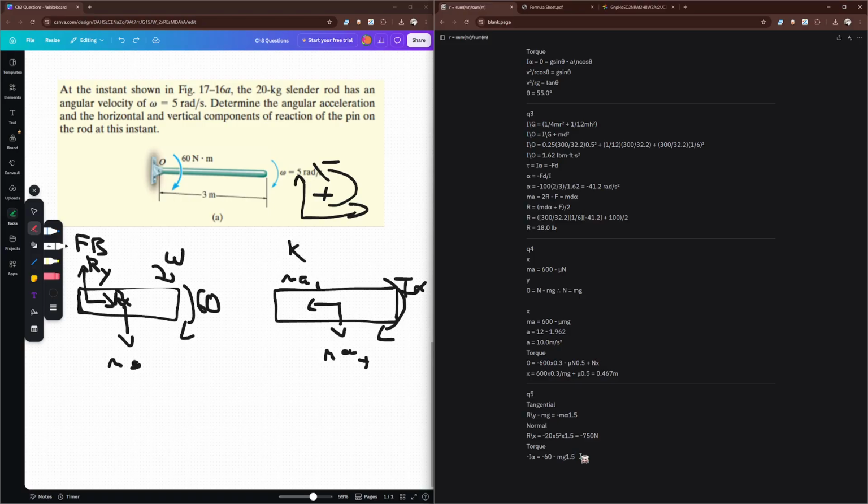And then we know what mg is, right? But keep in mind that this is the inertia about O, and we don't know what that is. So we need to change this into the inertia using the parallel axis theorem. So we'll have negative out front, Ig plus m d squared is equal to negative 60 minus mg 1.5. So negative 60 plus, m is 20 times 9.81 times d, which is 1.5. So this is negative 354, like so.